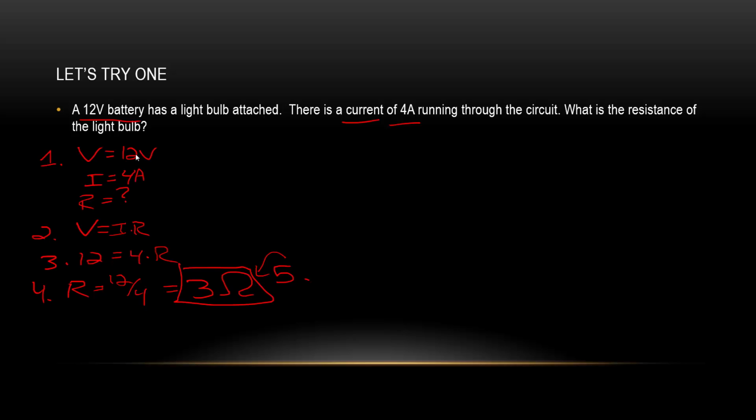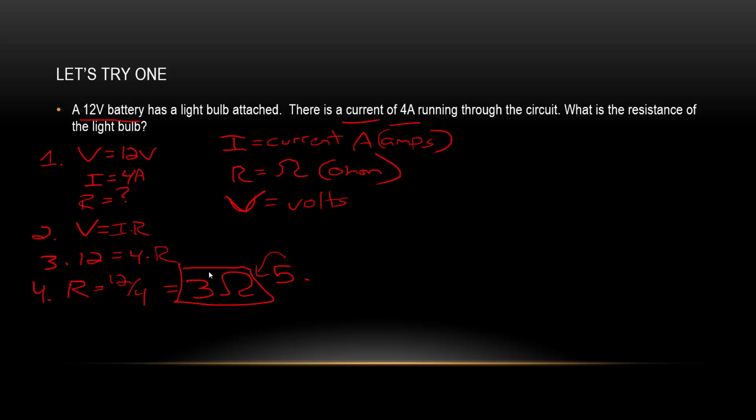I, as a good practice, will always write the units in step 1 so that I keep them straight. Okay? Remember, I equals current, and that has a unit of A for amps. Okay? Resistance is an ohm. And volts is the easiest one. That's voltage. And that is represented with a capital V. Okay? So that is problem solving.